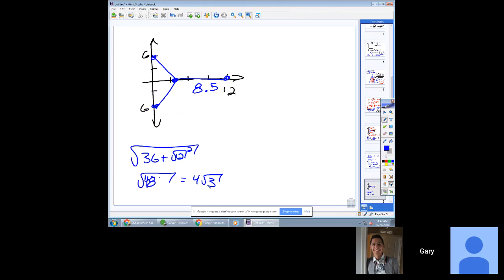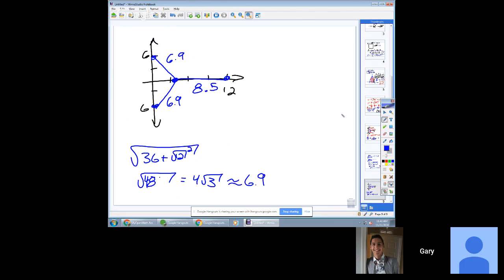5 point something. 6.9. I got 6.9. 6.9, okay. It's 4 square roots of 3, right? So 6.9-ish for each of those. Well, geometric significance isn't jumping out at me. It might be there.